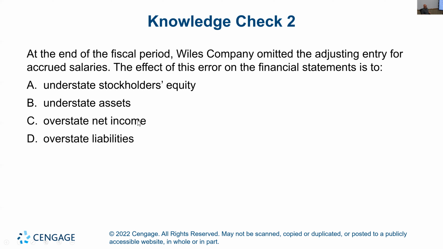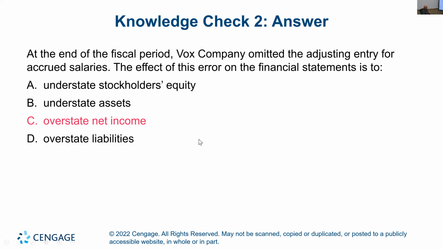What effect is it going to have on the balance sheet? Well, we did not record a payable, so we are not going to have as much liability as we should have. So it's actually going to understate our liabilities. It's going to show that we owe less money than we actually owe at that point in time. So understate liability is not a choice. Our answer here is C, overstate net income.